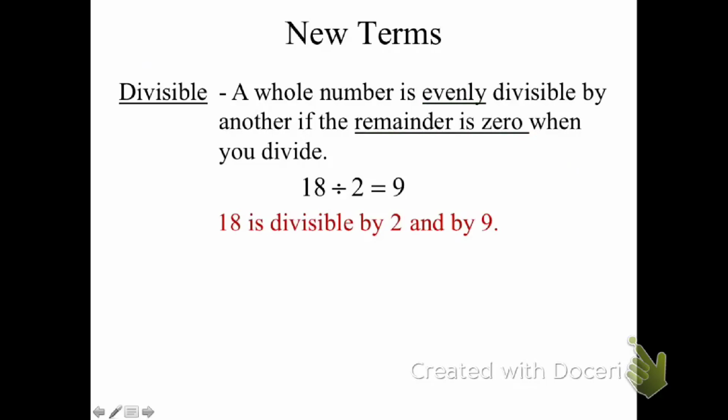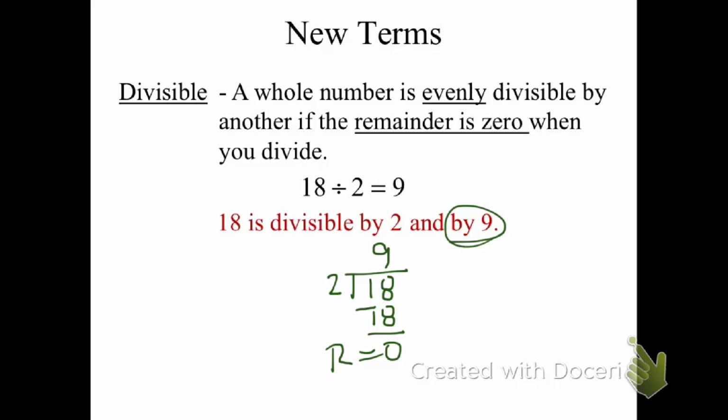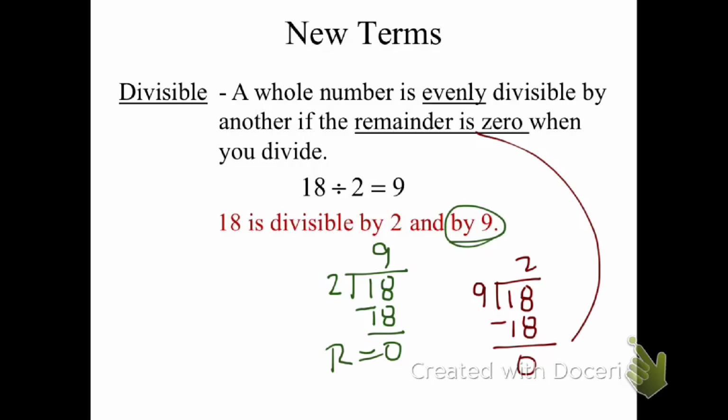So for example, 18 is divisible by 2. Why? Because we don't have a remainder. So your remainder is 0. So when we divide into it, if I were to do 2 divided into 18, I get 9. 18, I subtract, I get 0. My remainder is equal to 0. Same thing if I do 9 divided into 18, I get 2. 18 we subtract, I get 0. My remainder is 0. I'm evenly dividing into a number.